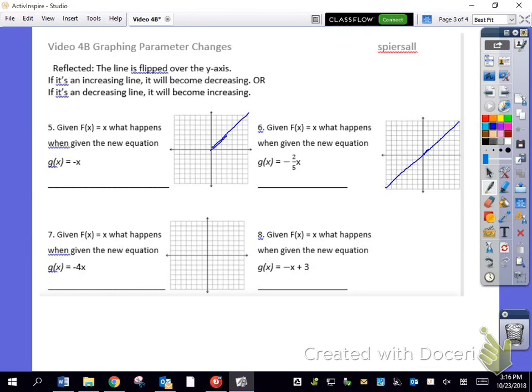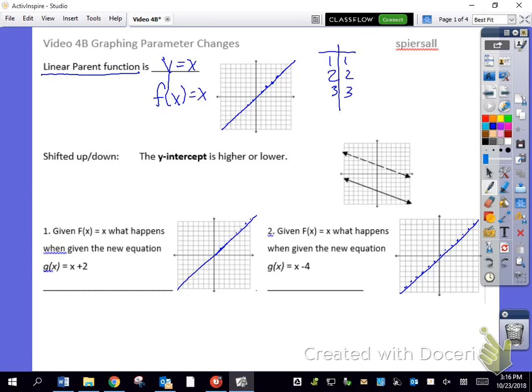As you're graphing tomorrow, it will be helpful if you use two different colors, just like the two different colors on the screen. So my parent function is going to be blue. Now, when the y-intercept is shifted up or down, see the y-intercept, if I go this way, that's up. If I start up top and I go down, it's a shift down. So that's the shifting. I either go higher or lower, but the y-intercept is going to change.